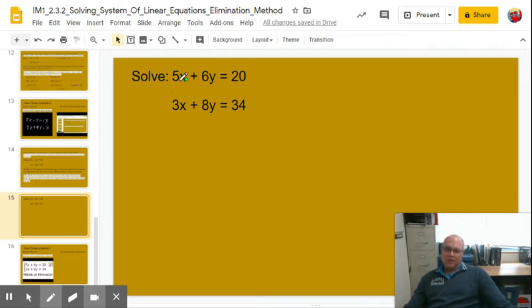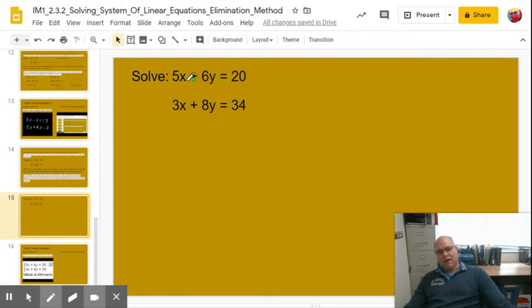So this one, if I try to just multiply one equation by something to get the opposite coefficient of either x or y, I struggle here to find one, right? I probably can do it, but I'm going to have to deal with fractions. It's not going to be pretty. So in this situation, I'm going to have to change both equations in order to get opposite coefficients. So how are we going to do that?